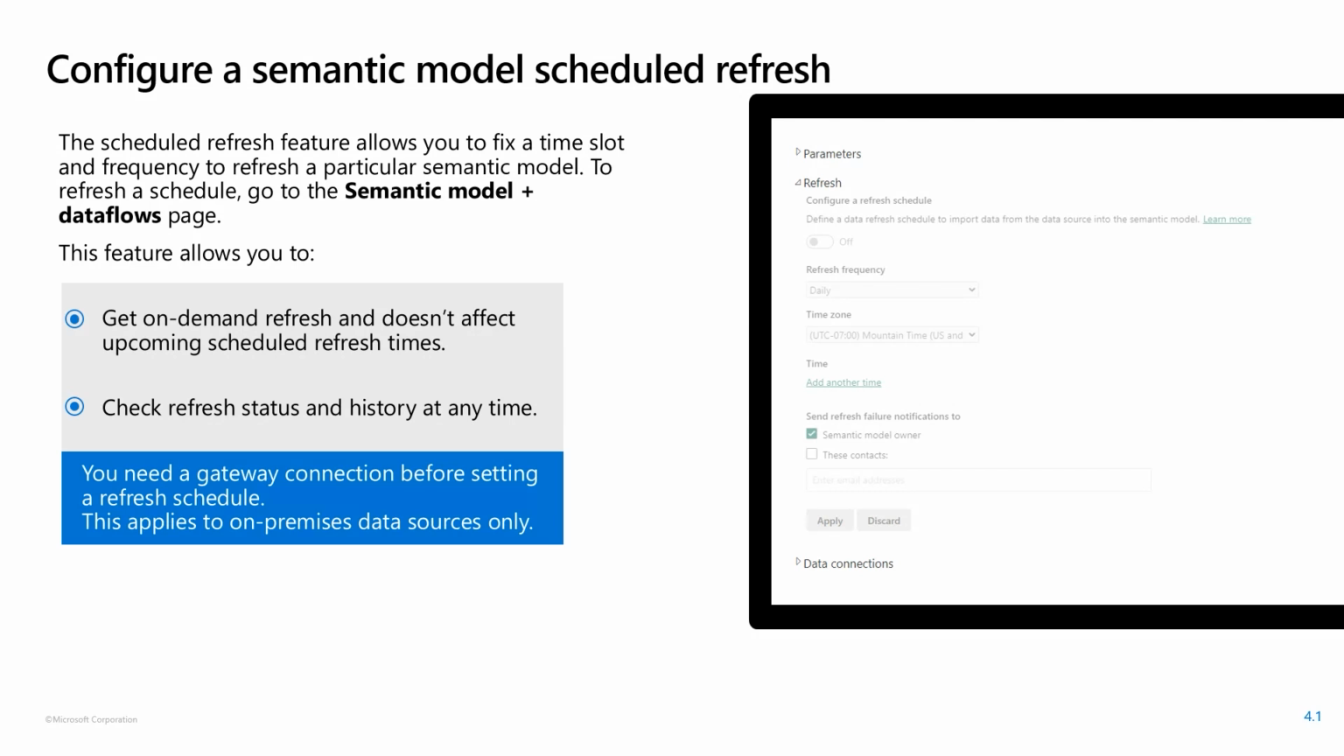Recall the steps to set up a refresh schedule and semantic model. Ensure you have an established gateway connection or cloud connection. Navigate to the dataset in Power BI service and then click on Schedule Refresh. Then you can set your preferred refresh schedule. For example, you can set certain days or particular hours.